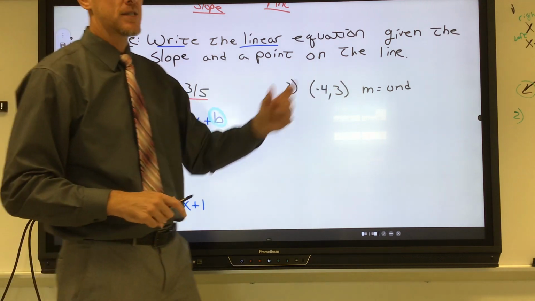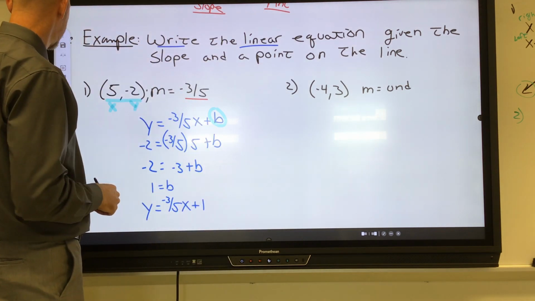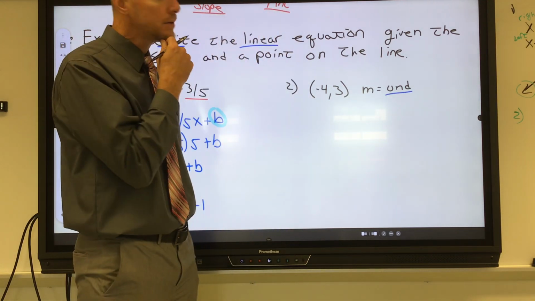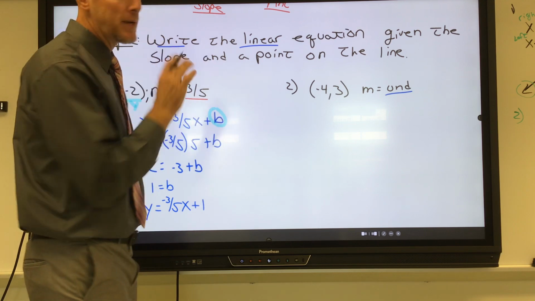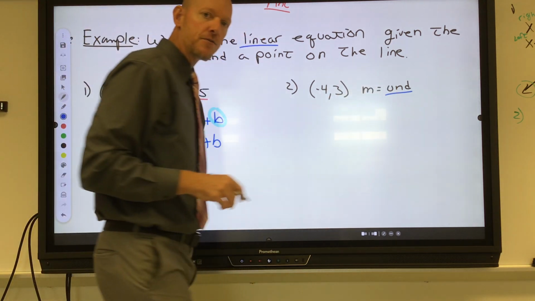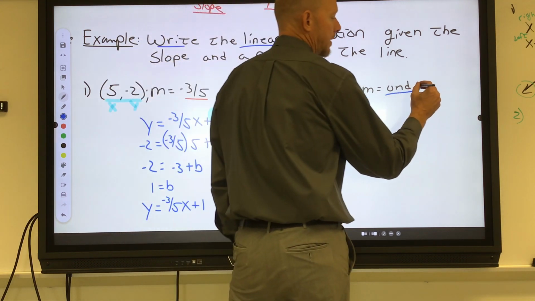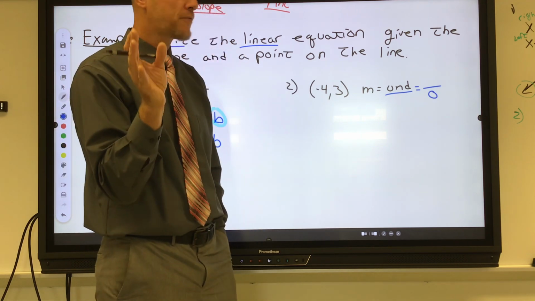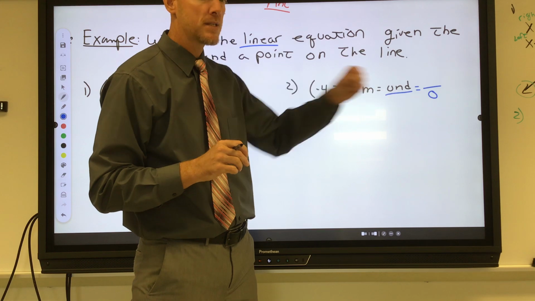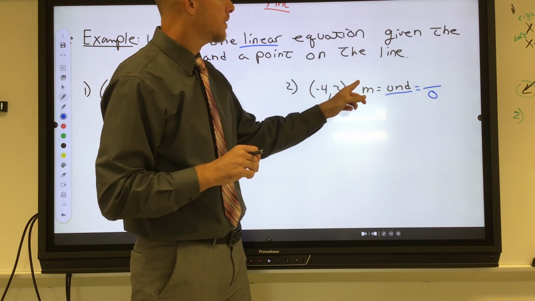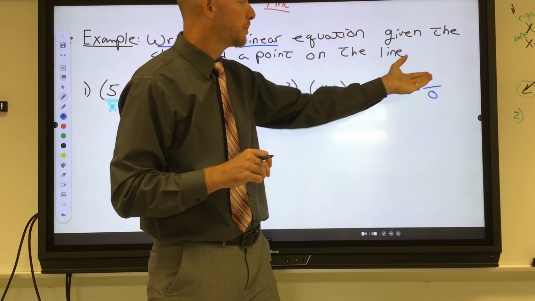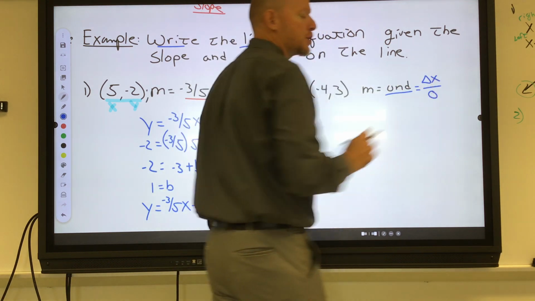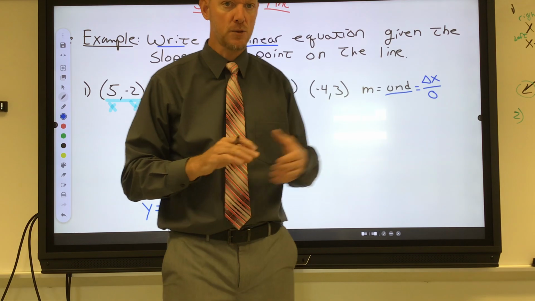Something unique happens in the second problem. We are still given a point and the slope, but the slope in this case is referred to as undefined. So maybe we have to go back a little bit. How is something undefined? Something's undefined whenever you're dividing by 0. So what this tells me is I should have a fraction in my slope, and the denominator should be 0. If the denominator is 0, that's how the undefined comes.